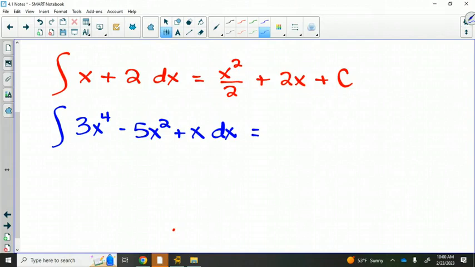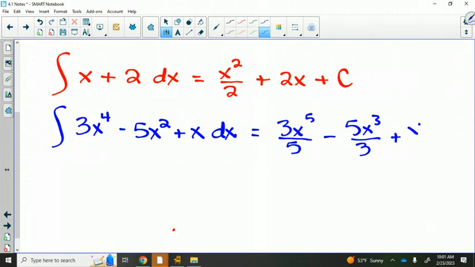For the first part, add 1 to the power, divide by the power. Second part, add 1 to the power, divide by that power, and remember that constant in the front just tags along. Then the third one, add 1 to the power, divide by the power. And then we're going to have plus c. What's nice about these is you could derive your answer and see if you get back to the original, so you'll know if you're doing well.